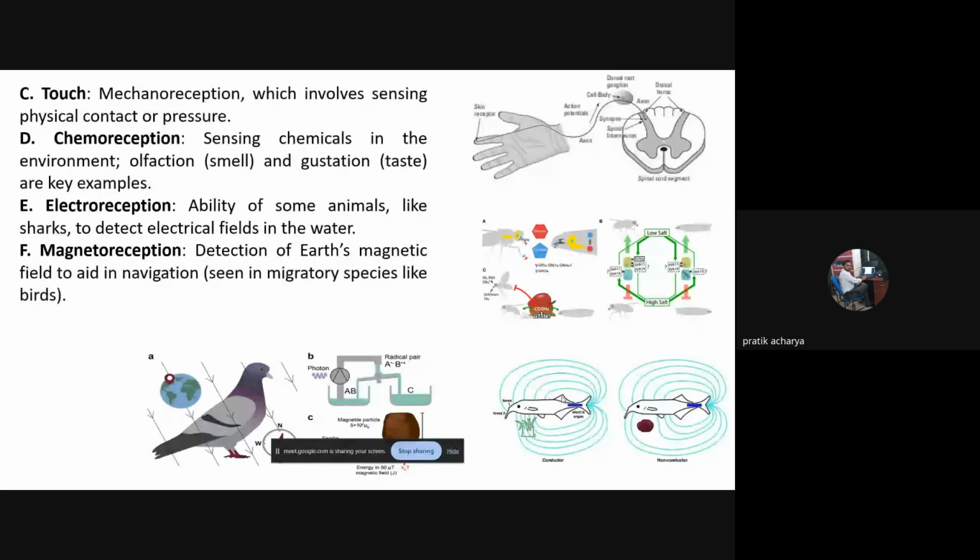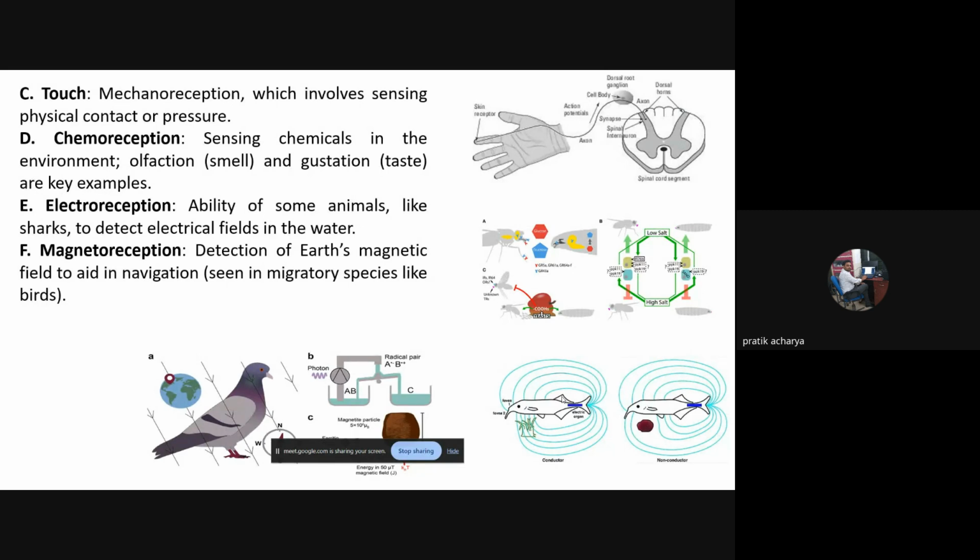Electroreception: certain fishes like the electric ray have electric organs. It is the ability of some animals like sharks to detect electrical fields in water. By using those electrical organs, they can produce the electrical field for preventing predator activity, and the electrical field is also used in movement and in capturing prey. So these are different aspects, different functions.